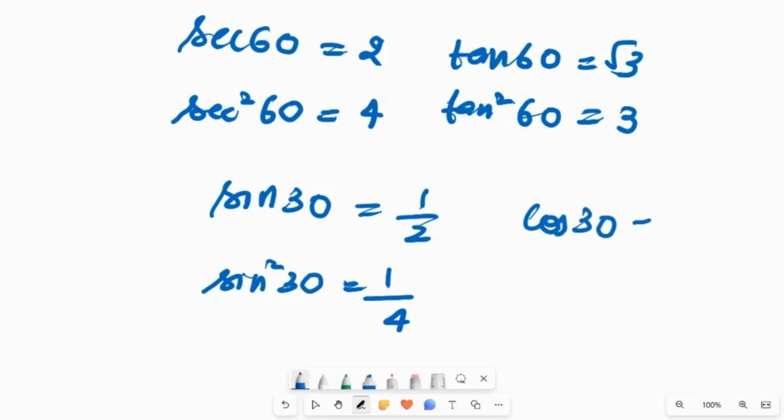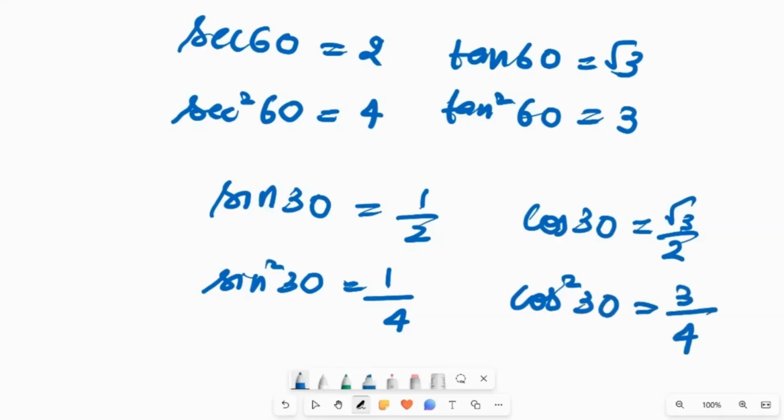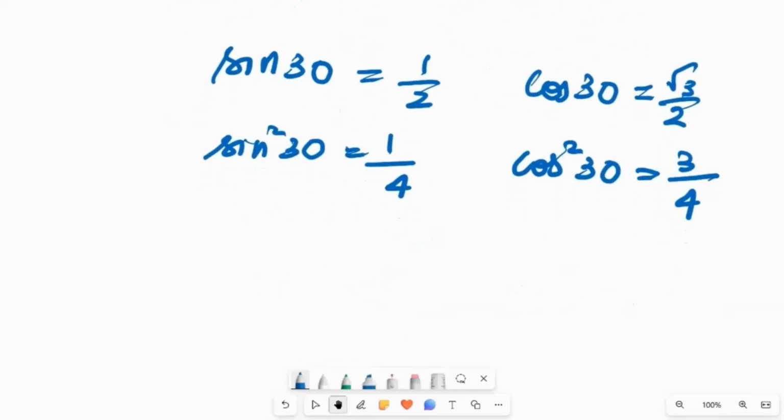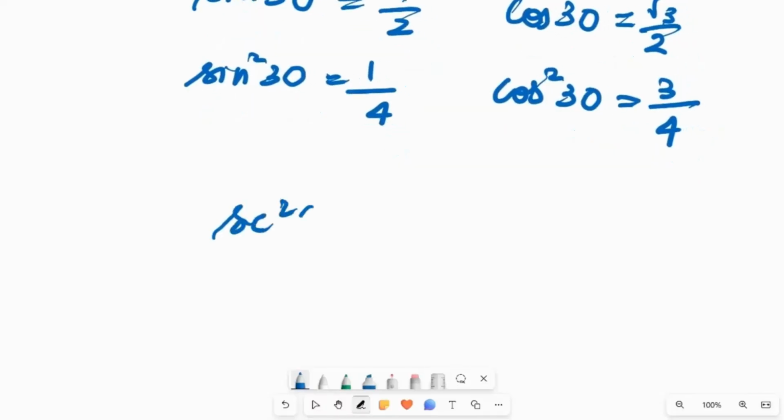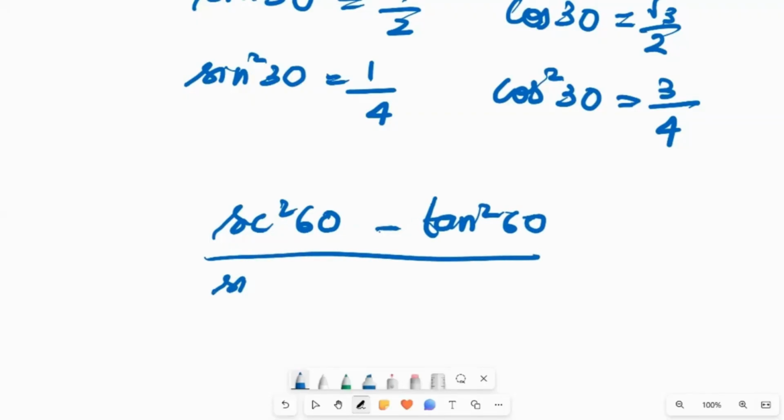Cos 30 is equal to root 3 by 2. Therefore, cos² 30 is equal to 3 by 4. Now let's add all of them. So we have secant² 60 minus tan² 60 by sin² 30 plus cos² 30.